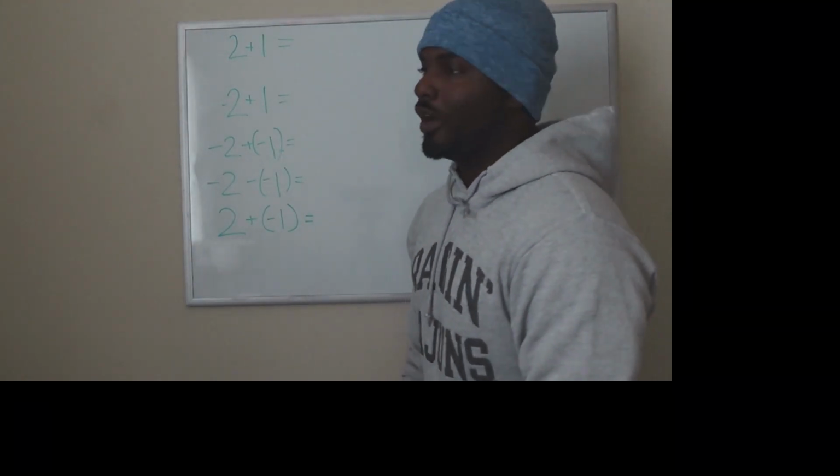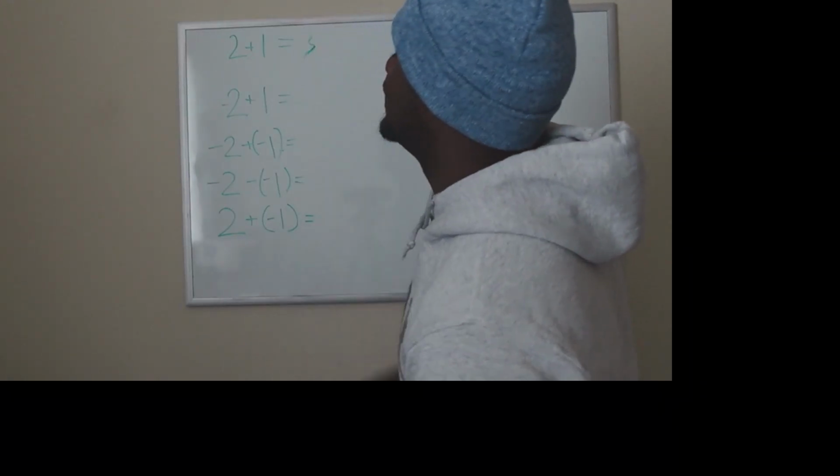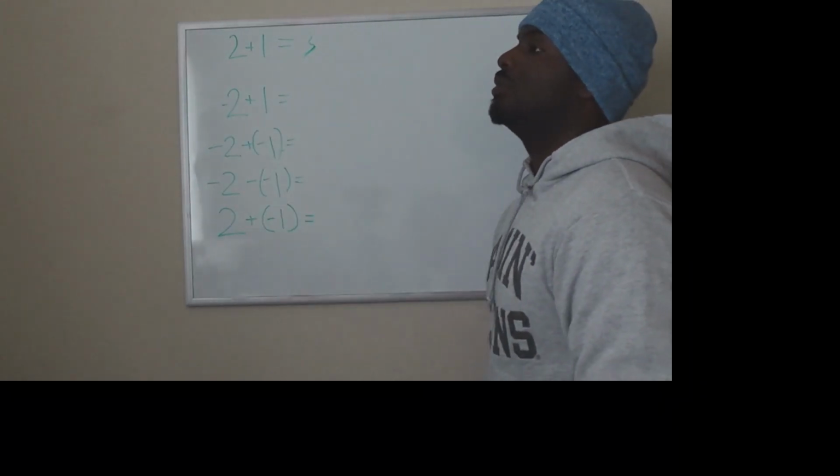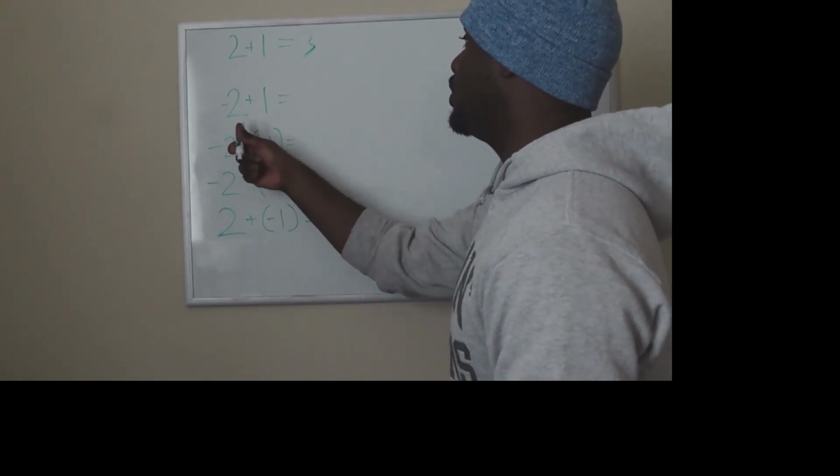So for example, we got 2 plus 1 equals 3, right? We know that. That's simple. But when we run into a negative number, students tend to panic. So negative 2 plus 1.